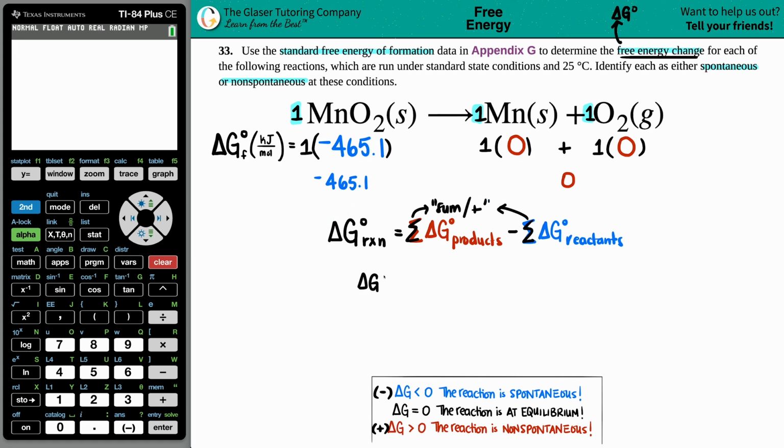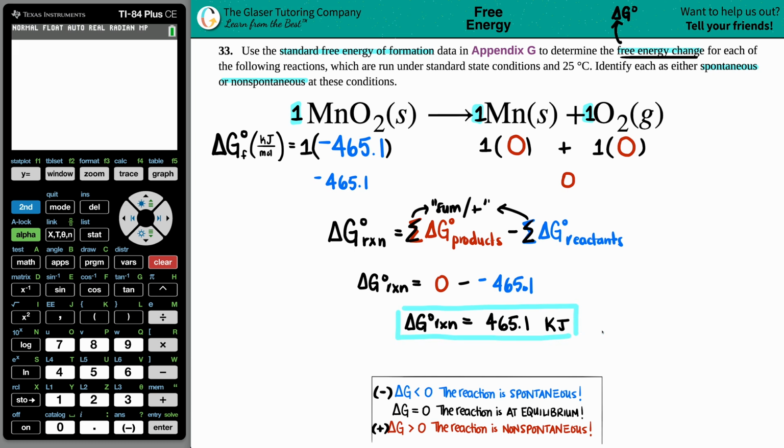So delta G for the whole reaction equals your products, which is 0, minus your reactants, which is a negative 465.1. And in this case, we could use the calculator to do this, but we don't have to, remember, because subtracting by a negative keeps change, right? So it would be plussing that value. So delta G for the whole entire reaction would be a positive 465.1. Now just know that for this, your delta G values are in kilojoules. We multiply by mole value. And if you have mole in the denominator and a mole in the numerator, the moles cancel out. So we found out that the delta G for the whole entire reaction is 465.1 kilojoules.